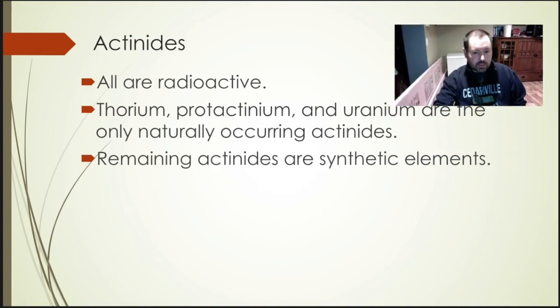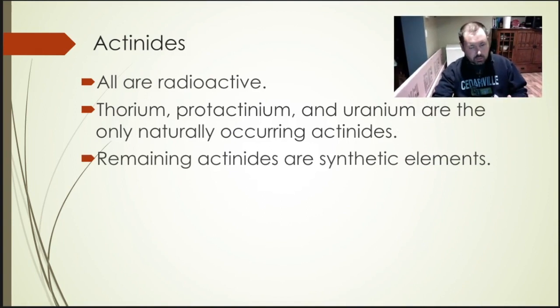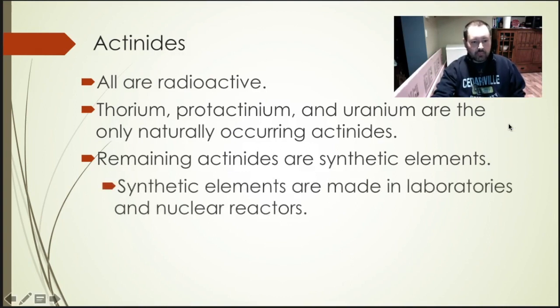All the other elements beyond element 92, so elements 93, 94, 95, 96, 97, and so on, those are all synthetic. They're man-made. They're made in nuclear laboratories. They're made from nuclear reactions and things like that. You cannot dig in the ground and find those. It's impossible for you to dig in the ground and strike Einsteinium. You can't do that. There is no Einsteinium in the Earth. It's not there. It's synthetic. So the synthetic elements are made in laboratories.